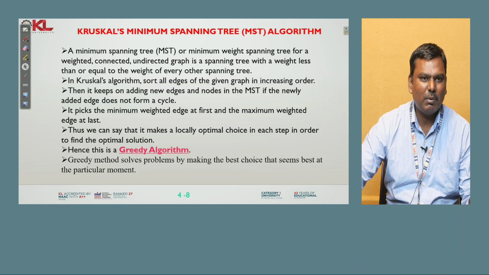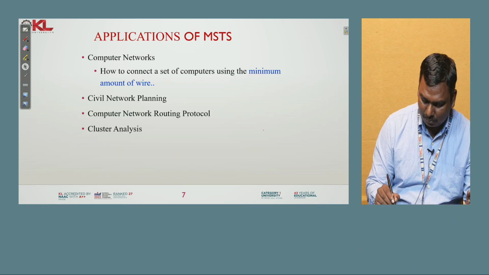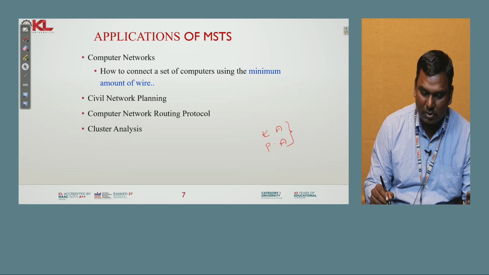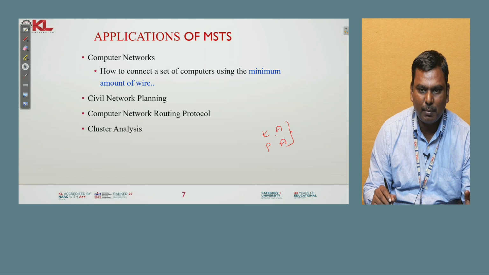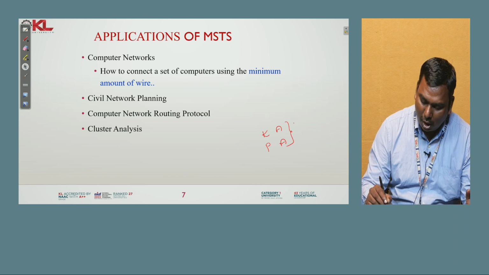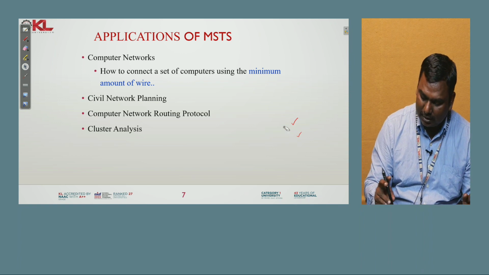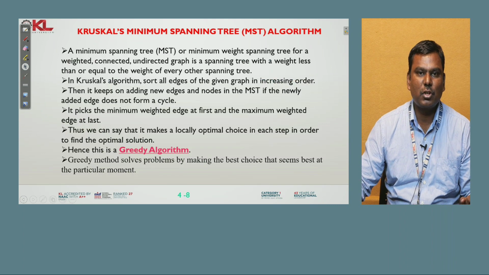So in minimum cost spanning trees there are 2 algorithms. One algorithm is Kruskal's algorithm, another algorithm is Prim's algorithm. There are 2 algorithms for the minimum cost spanning tree. So how does it work in Kruskal's algorithm, how does it work in Prim's algorithm? We will discuss these topics. So now we will go to Kruskal's algorithm.